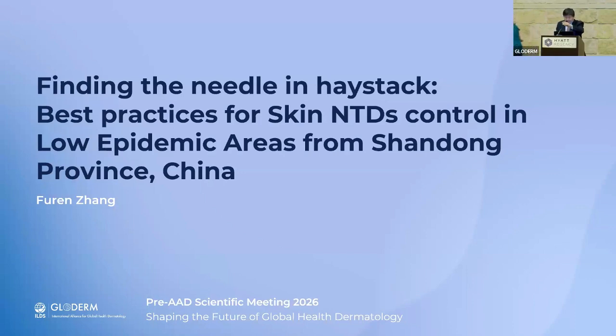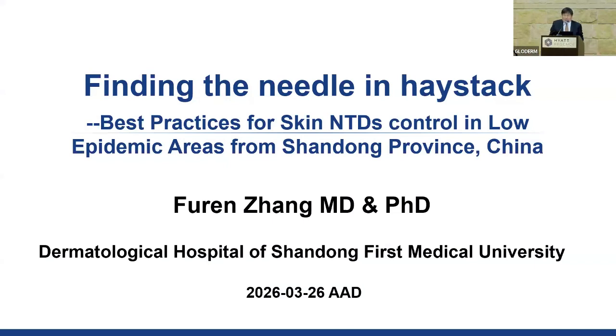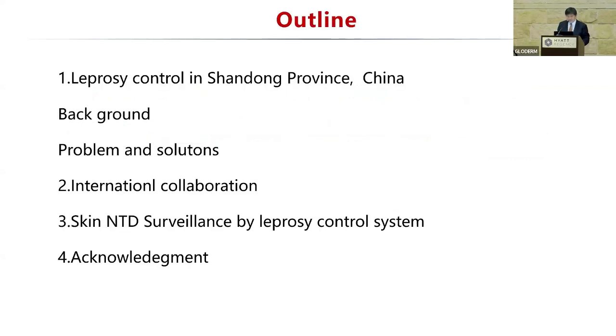Good morning, everyone. The topic I would like to share with you is finding the needle in a haystack, best practice for skin NTDs control in low endemic areas from Shandong Province, China. Skin NTDs used to be a heavy public health burden in China. After a 50-year campaign, skin NTDs are not a big problem, but there are still some cases emerging annually. So how to find the skin NTD cases at an early stage is a big problem. So this is my story to share with you. The outline includes these four parts.